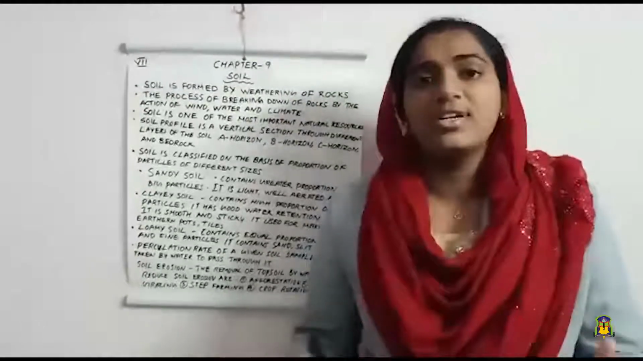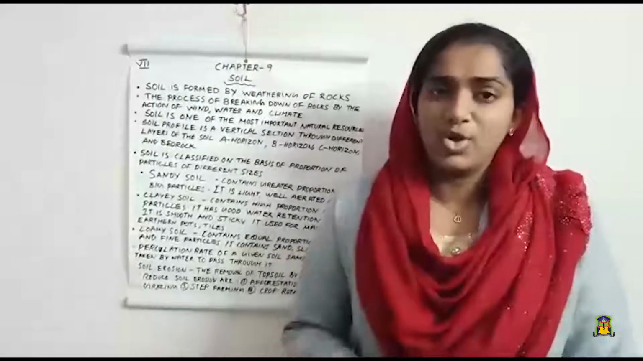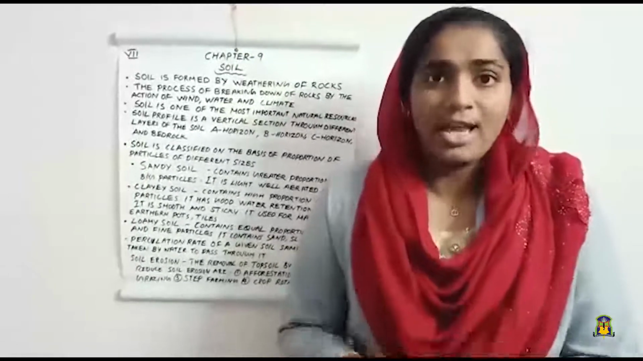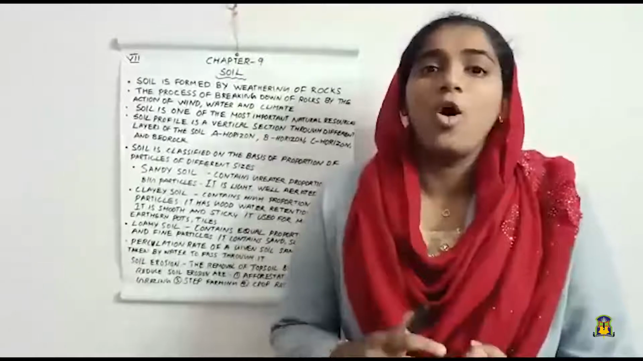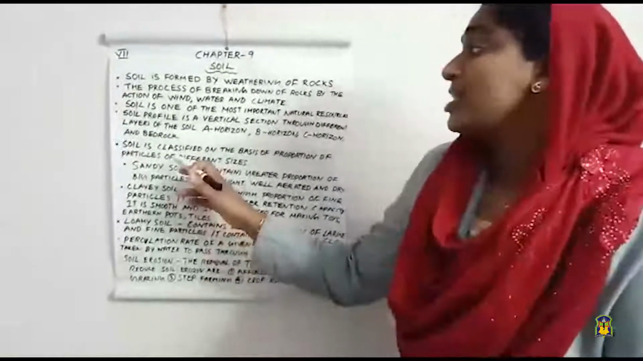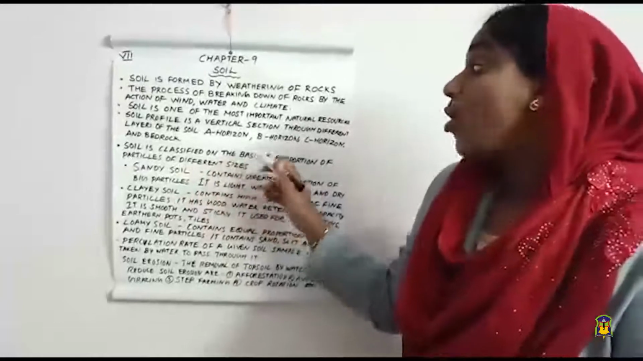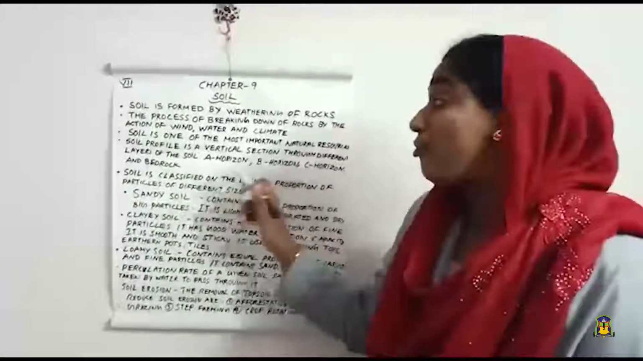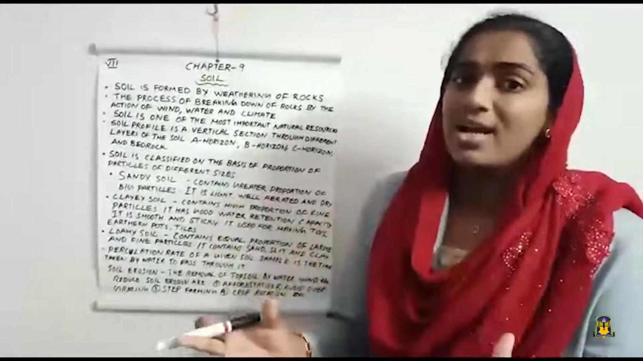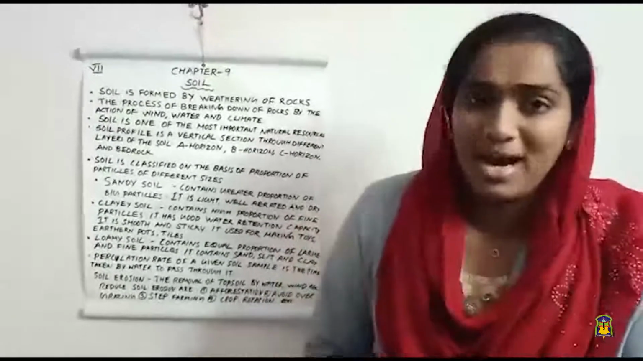Then we discussed different types of soils. From primary classes onwards you learned about different types of soils. Which are the different types of soils? Sandy soil, clayey soil and loamy soil. Soil is classified on the basis of proportion of particles of different sizes. So different types of soil consist of different sizes of particles.